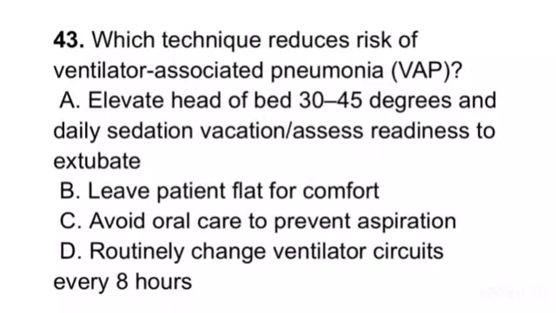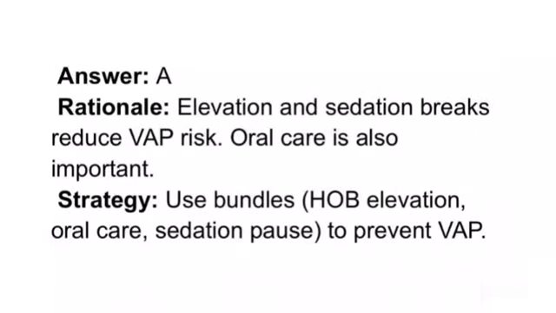43. Which technique reduces risk of ventilator-associated pneumonia, VAP? A. Elevate head of bed 30 to 45 degrees and daily sedation vacation/assess readiness to extubate. B. Leave patient flat for comfort. C. Avoid oral care to prevent aspiration. D. Routinely change ventilator circuits every 8 hours. Answer, A. Rationale: elevation and sedation breaks reduce VAP risk.